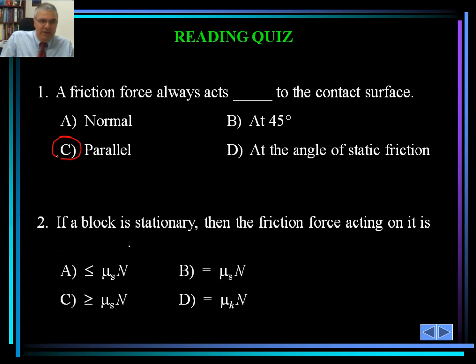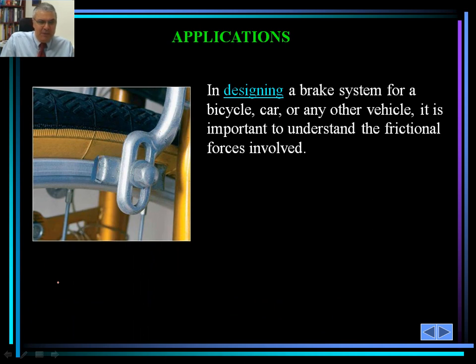The second reading quiz: if a block is stationary, then the friction force acting on it is blank. If a block is stationary, that means μ_s N should be greater than or equal to the friction force acting on it. So if a block is stationary, then the friction force acting on it is... A is correct.